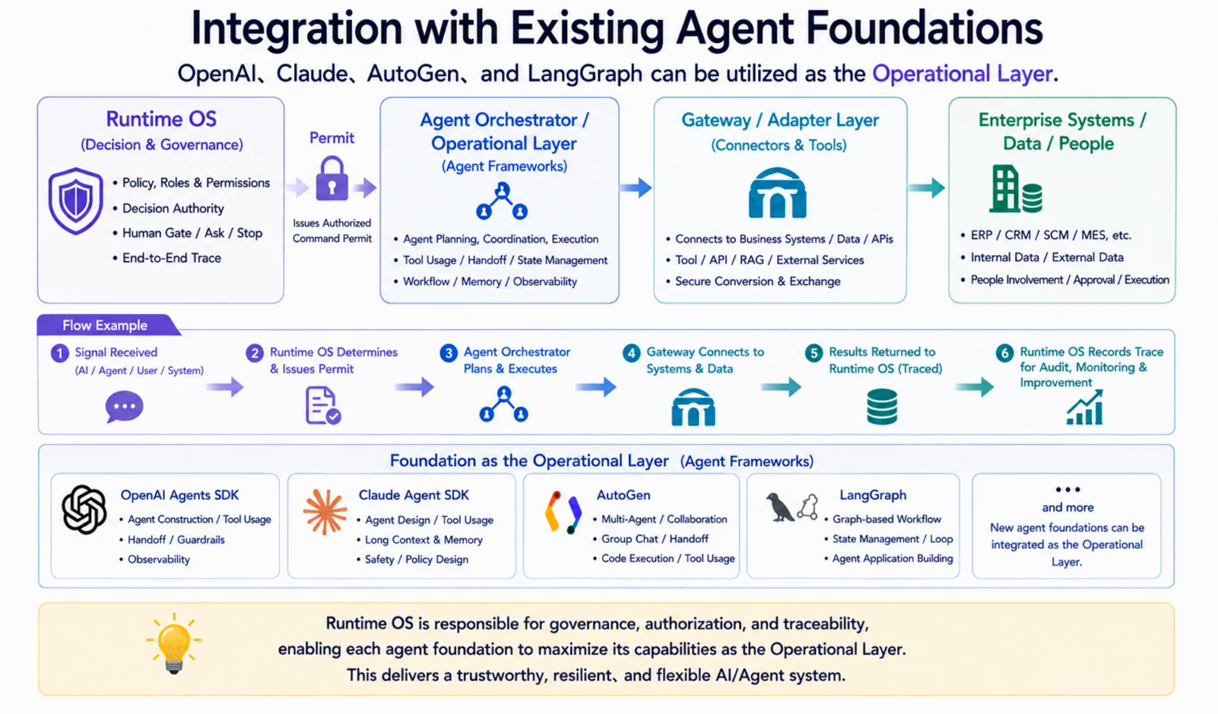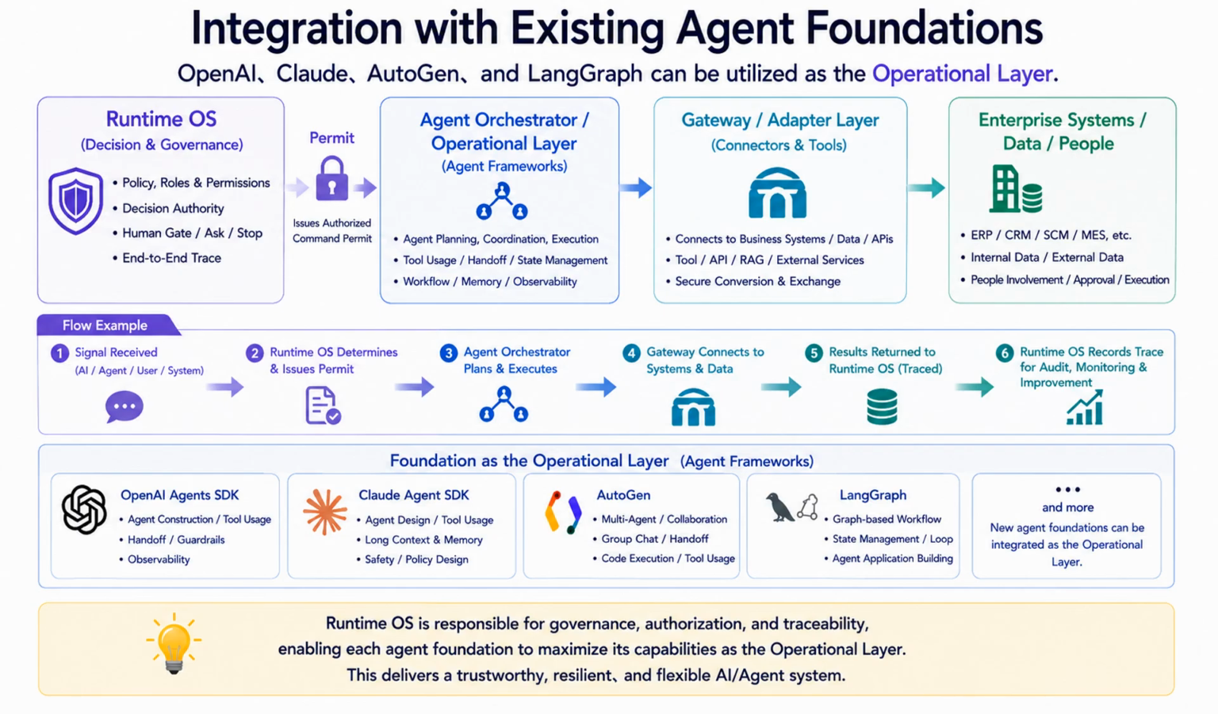This diagram shows how the division of responsibilities we have discussed can be implemented as an actual system architecture. The important point is that OpenAI Agents SDK, Claude Agent SDK, AutoGen, LangGraph, and other agent frameworks are not replaced by Runtime OS. Existing agent frameworks continue to operate as the operational layer.